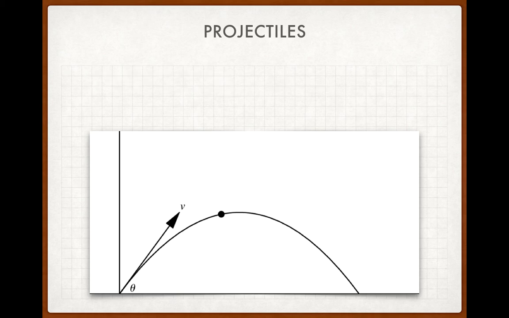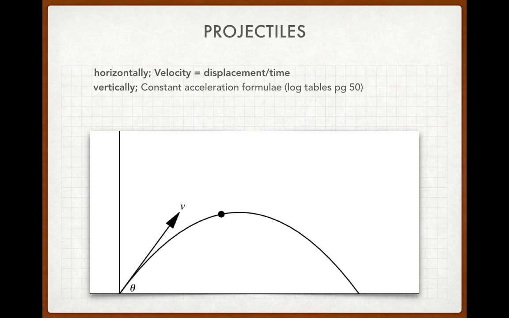All right, so a couple of things. For horizontal velocity, because the acceleration is equal to 0, you just use speed is distance over time horizontally. That's the only formula you need. Or velocity is displacement over time if you're using the vector form. And then vertically is just like the questions I did in the previous video. We use the constant acceleration formulae on log tables page 50.